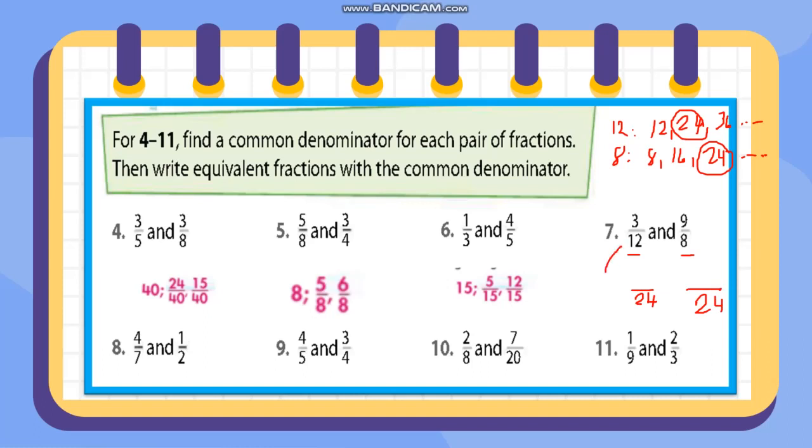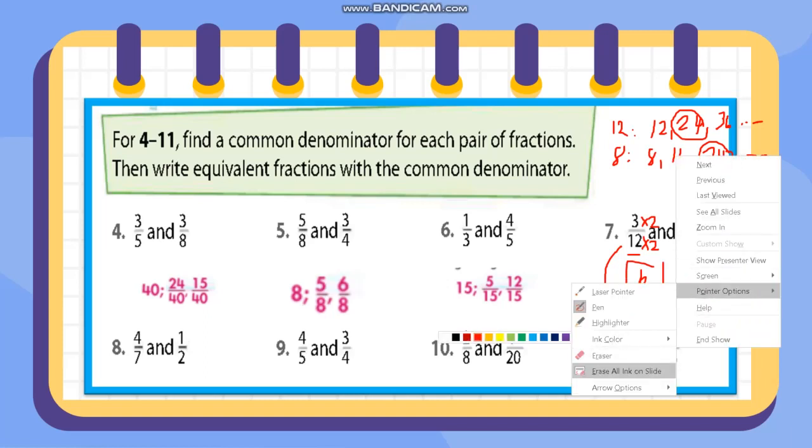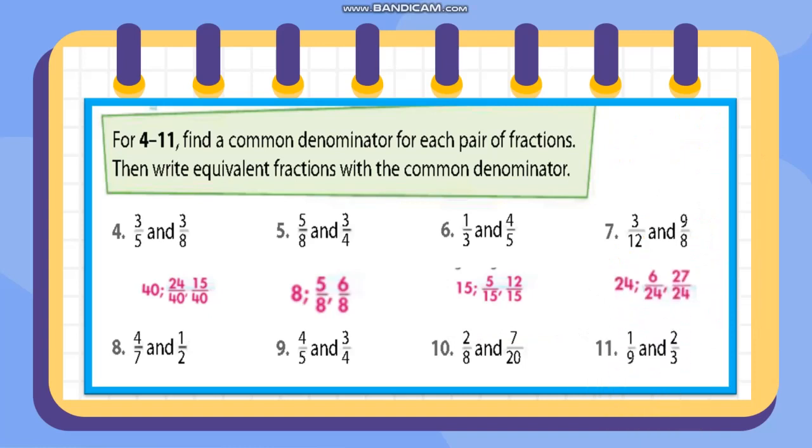Now, how does 12 become 24? That is multiplied by 2. So it means I need to multiply this also by 2. So 3 times 2 is 6. Now, how does 8 become 24? That is multiplied by 3. So 9 multiplied by 3 is equivalent to 27. So the answer now: the common denominator is 24, and the equivalent fractions are 6/24 and 27/24. Okay? So that is the answer.